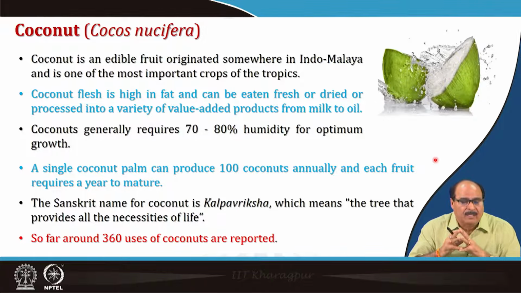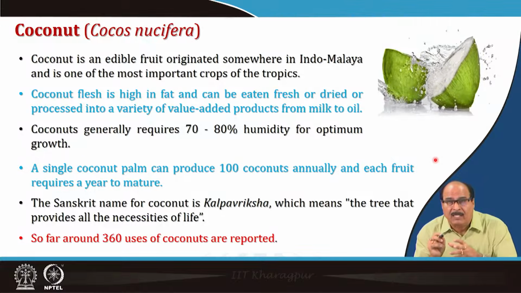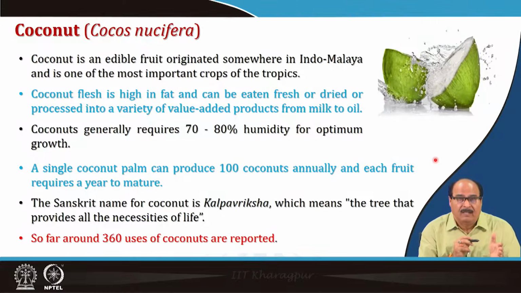Then coconut, it is Cocos nucifera. Coconut is an edible fruit originated somewhere in Indo-Malaya and is one of the most important crops of the tropics. Coconut flesh is high in fat and can be eaten fresh or dried or processed into a variety of value added products from milk to oil.